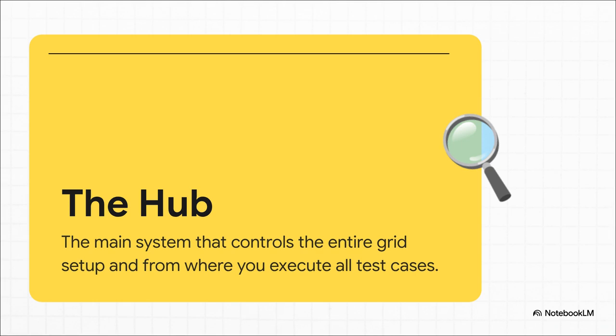All right, let's start with the hub. The best way to think of the hub is as the brain of the whole operation. It's like an air traffic controller or the project manager. It's the one central place that receives all the test requests. Your scripts don't have to know where the tests will run. They just talk to the hub, and the hub does all the smart work of figuring out where to send them.